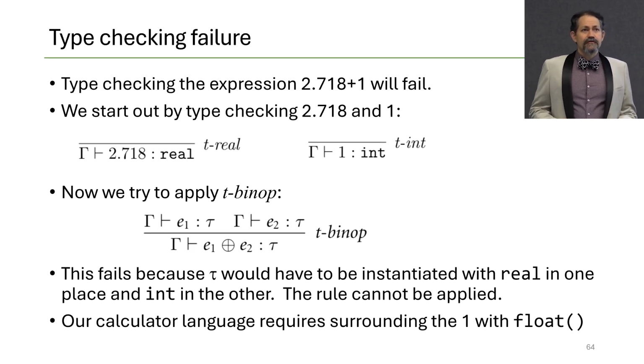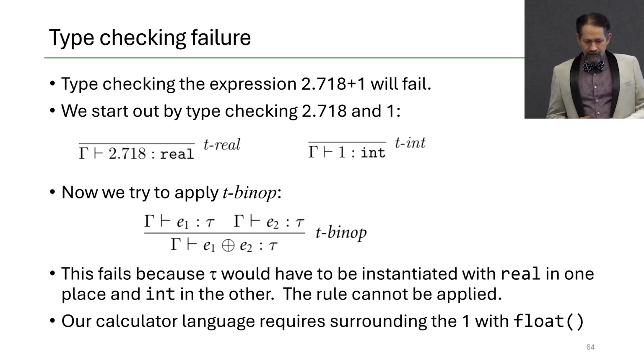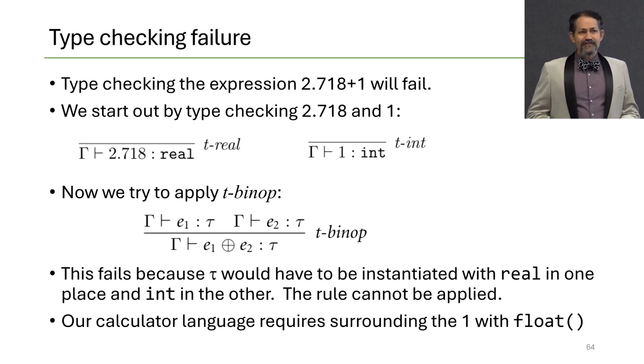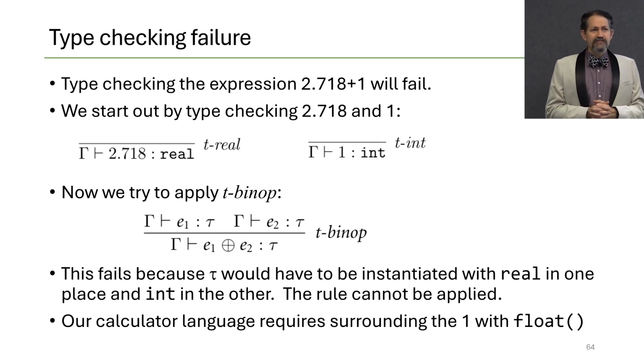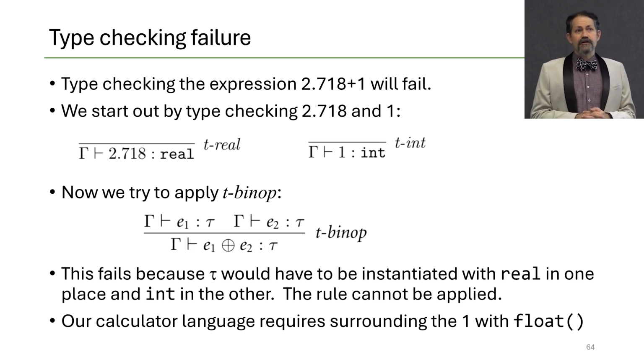And in this case, the sub-typing derivations require it to be real in one case and int in the other. And so there's a clash. The rule cannot be applied. So we call this a type clash, and a type checker would report an error. Our formalism doesn't show the error reporting, but when we look at implementing type checkers, we'll show how to do that. So our calculator language requires surrounding the 1 with the floating point conversion.